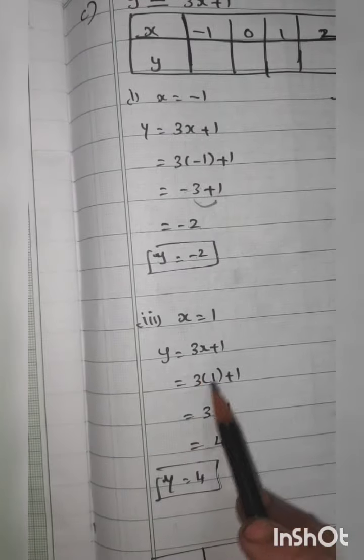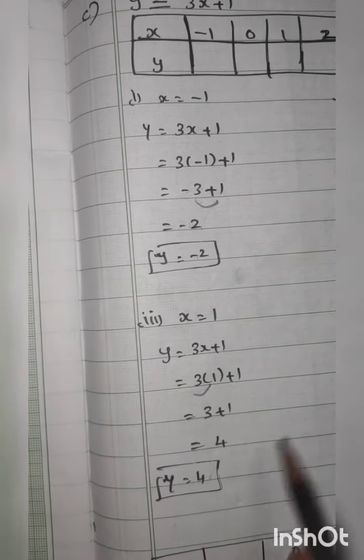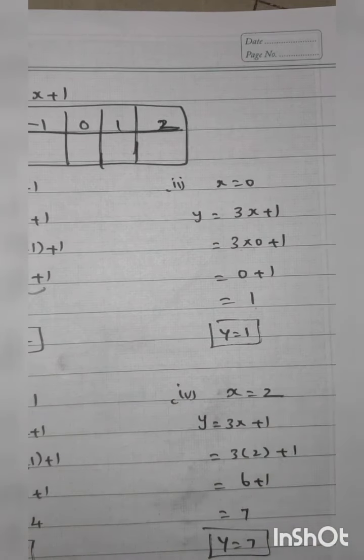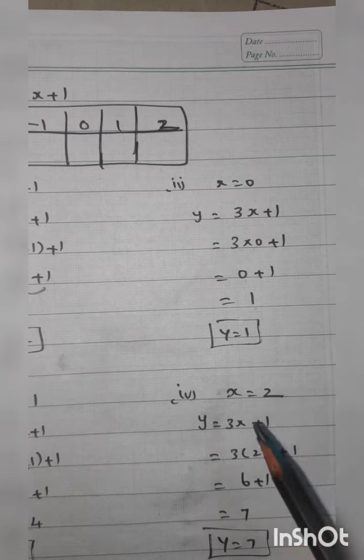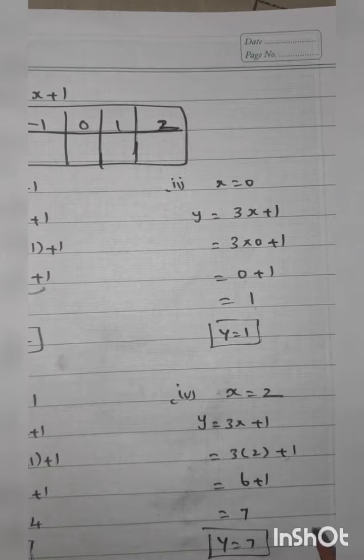Next x equal to 1. Y equal to 3x plus 1. 3 into 1 plus 1. 1 three is 3. 3 plus 1 equal to 4. Y equal to 4. Next one, x equal to 2. Y equal to 3x plus 1, for x value substitute 2. 3 twos are, into bracket meaning is into. 3 twos are 6 plus 1. 6 plus 1 equal to 7.